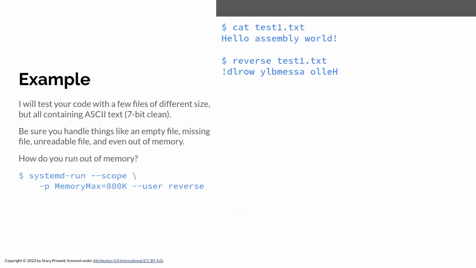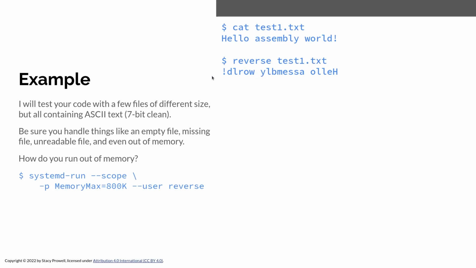An example would be the following. I've got test1.txt. It says, hello assembly world. I do my reverse test1.txt and it writes out, hello assembly world, backwards.